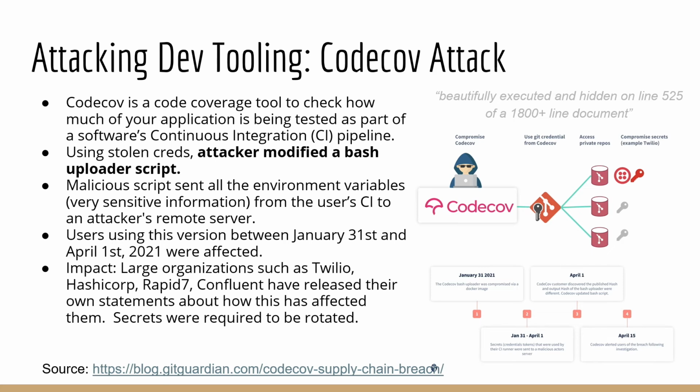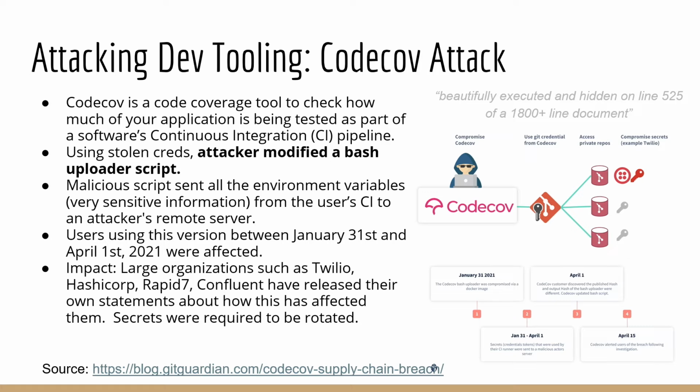Here's an example attack from Codecov. Codecov is within the software supply chain. It's a developer tool, and what it does is test your application and check how much of your application is tested as part of that CI pipeline. Using some stolen credentials, from, I think, a mistake in a container, the attacker was able to modify a bash uploader script within the Codecov solution. Then the solution was distributed to a lot of developers and large organizations, earlier this year.